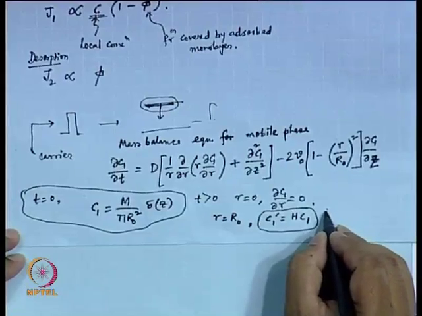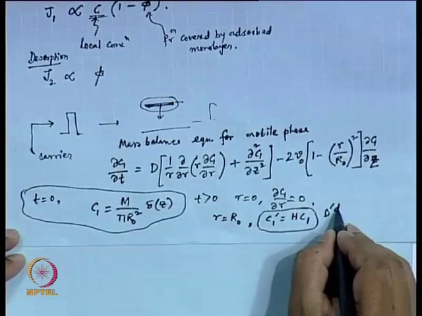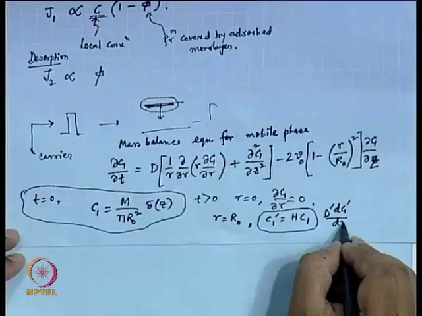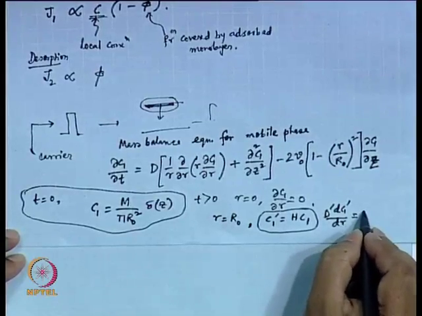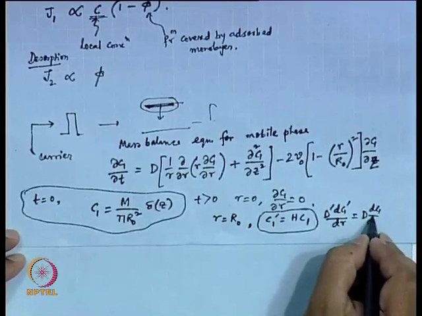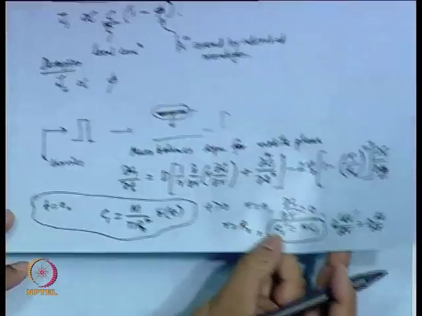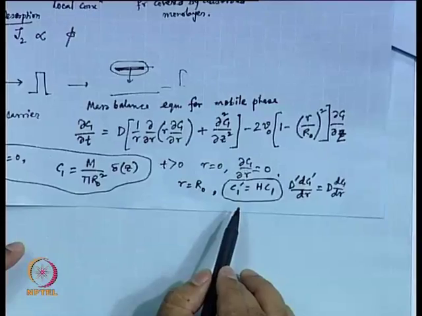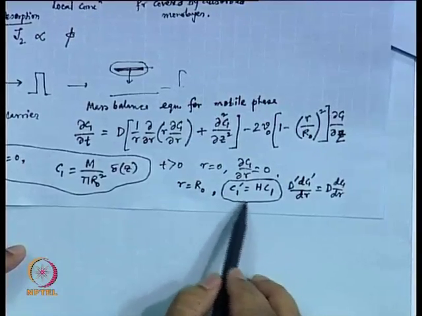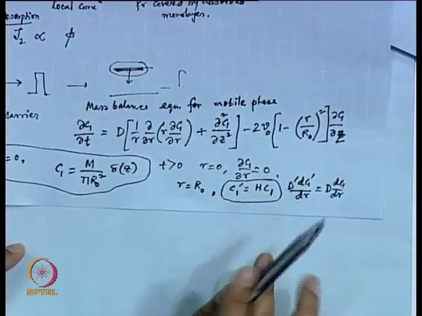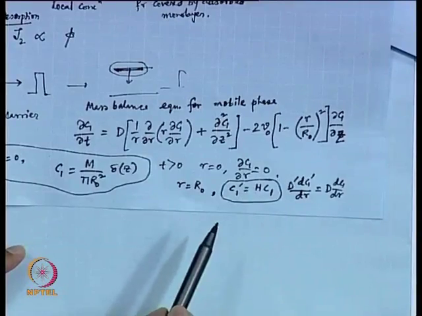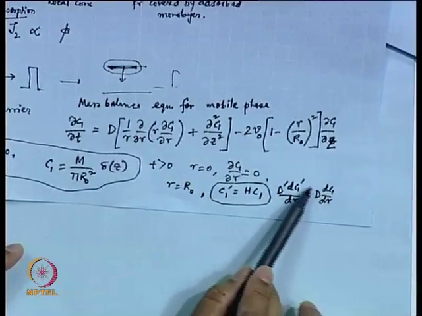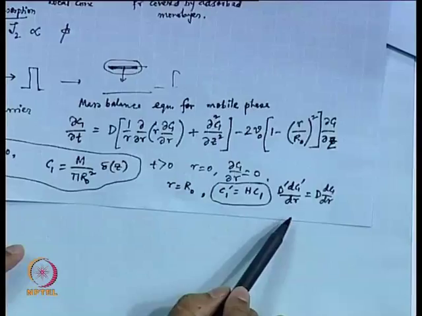And the other thing is D prime dC1 prime/dr equal to D dC1/dr. Do you understand? I will talk about this. For people from a chemical engineering background, this h is similar to a Henry's constant type term, but that is not it; I will explain what the basis for this h is. But first focus on this part, D prime dC1 prime/dr equal to D dC1/dr.